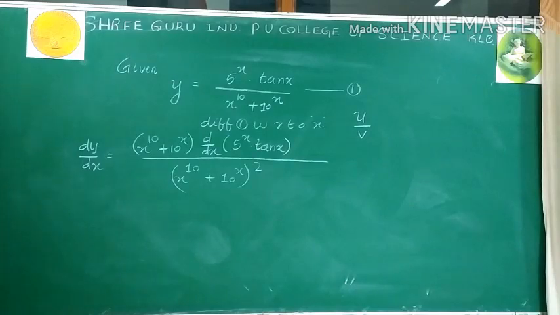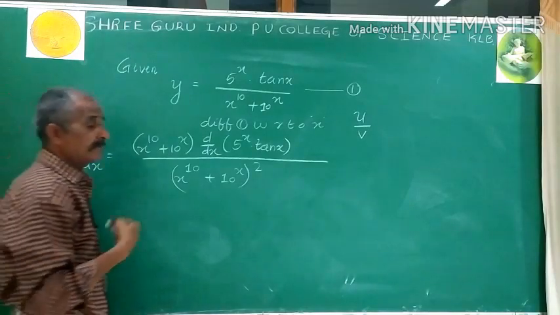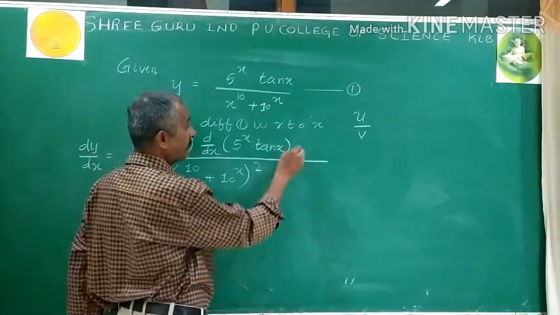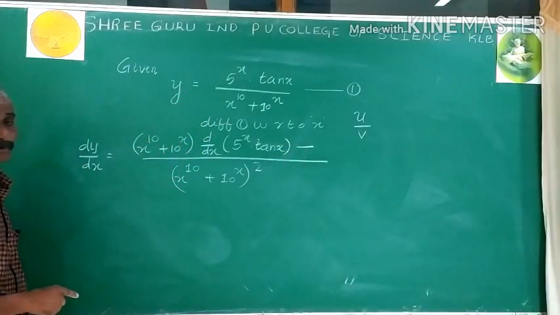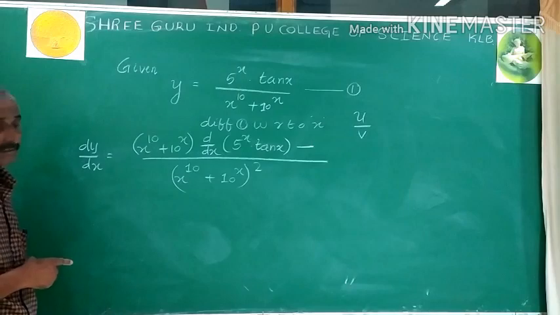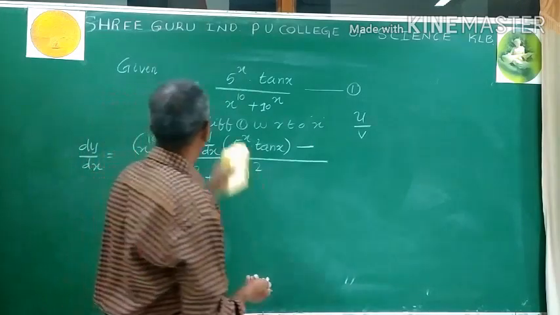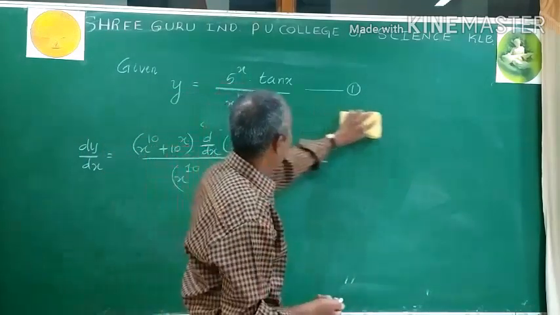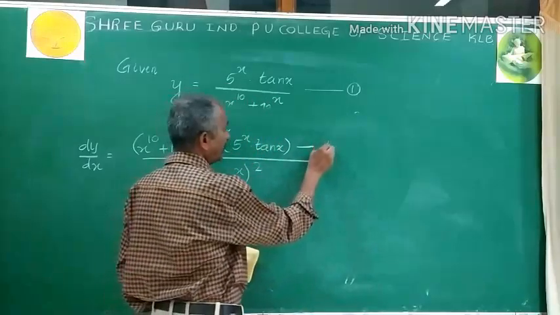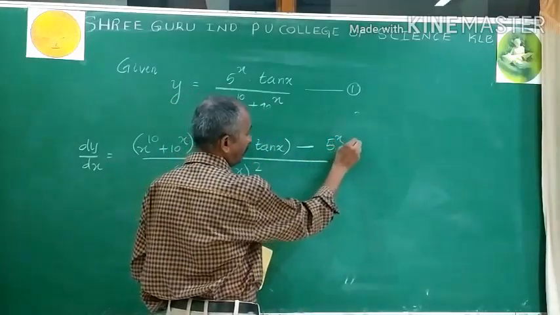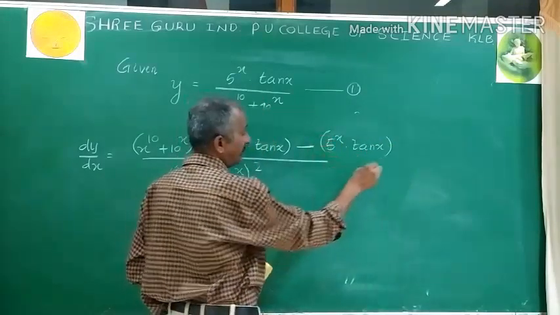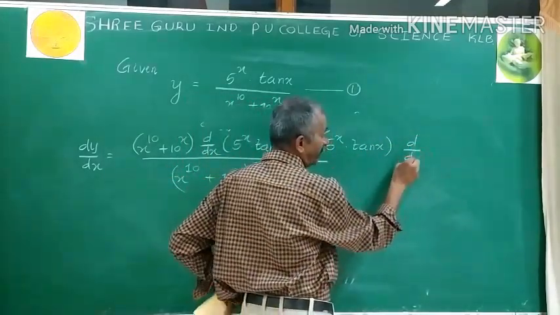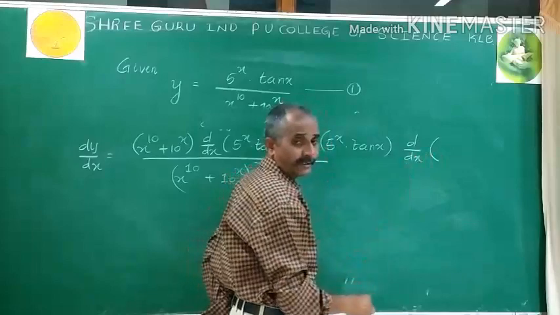Don't forget that we are adopting the quotient rule, so the quotient rule contains a minus sign, whereas the product rule contains a plus sign. Minus numerator 5 power x into tan x as it is, multiplied by the differentiation of the denominator, that is the differentiation of x to the power of 10 plus 10 to the power of x.